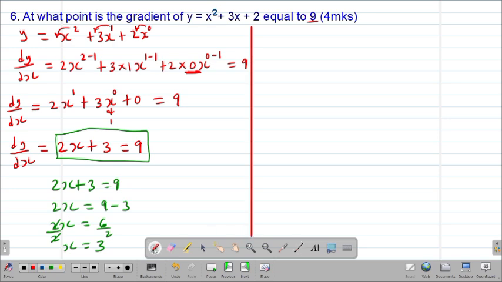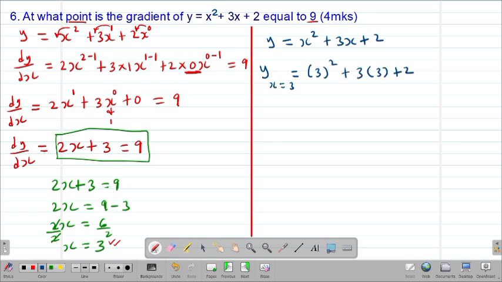But the question does not want the value of x. The question wants a point. A point is always made by the values of x and y. So we have the value of x, so we need to get the value of y. To get the value of y, I'll substitute in my original equation, which was y equals x squared, then plus 3x plus 2. So the value of y when x is equal to 3 will be equal to 3 squared, then plus 3 into 3, then plus 2.